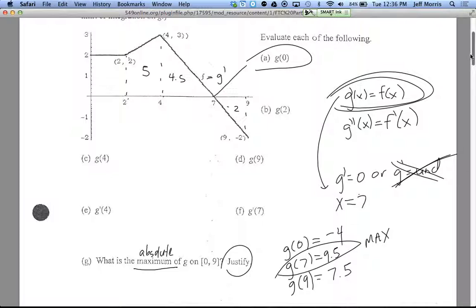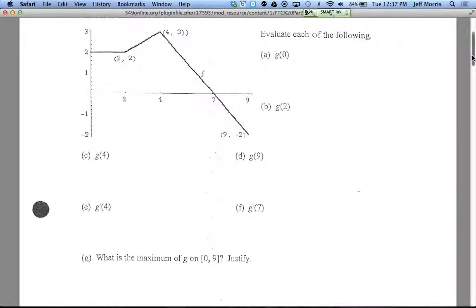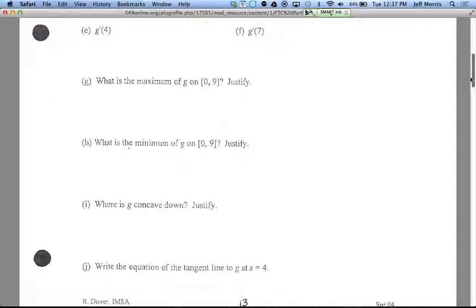What's the min? -4. That answers the next question. So you see how I went about that? Okay? And I know it's not totally something I think you can right now do on your own, but I think you can get there.